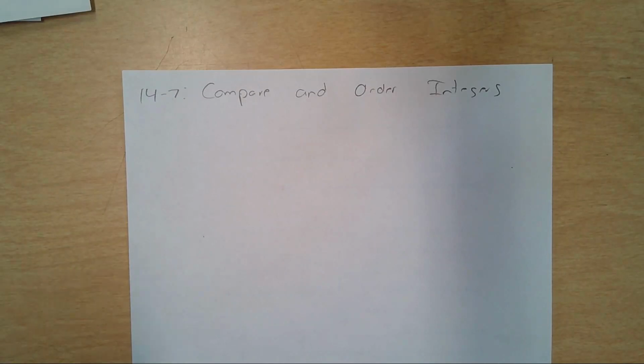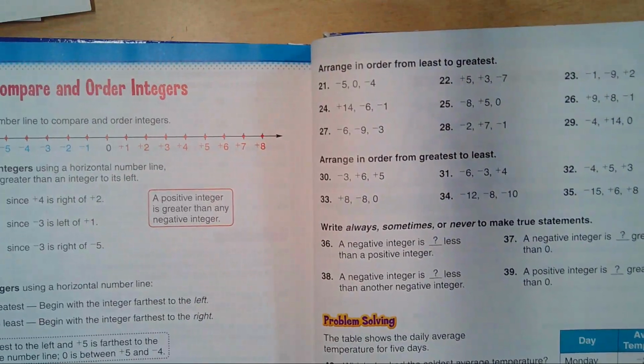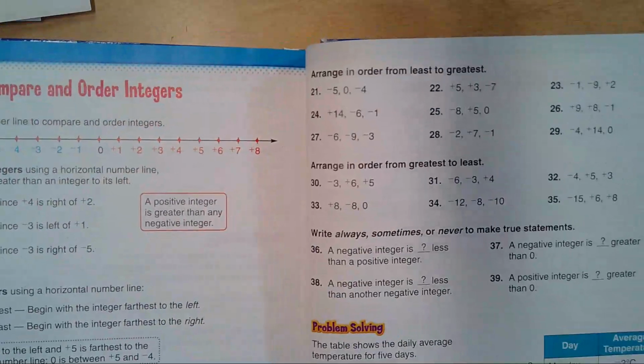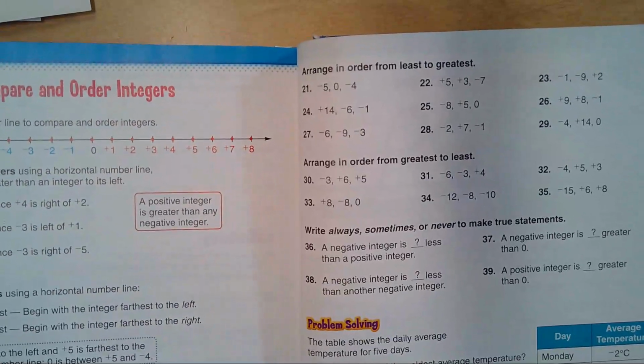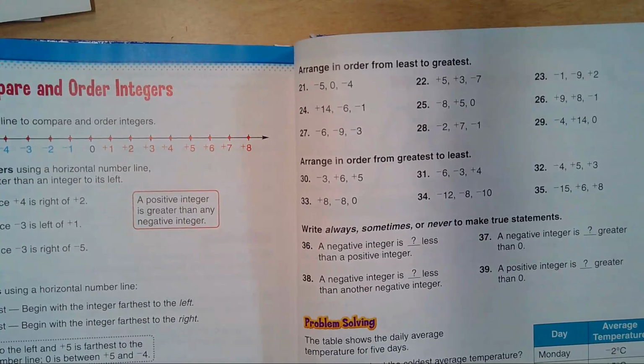Okay, 14.7, comparing and ordering integers. So comparing and ordering are pretty similar. We've had comparing and ordering lessons probably 4, 5, 6 times already this year.